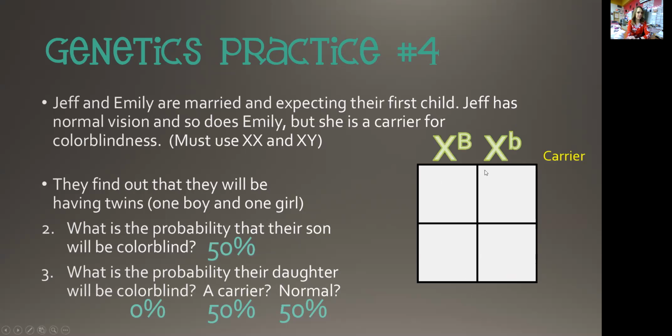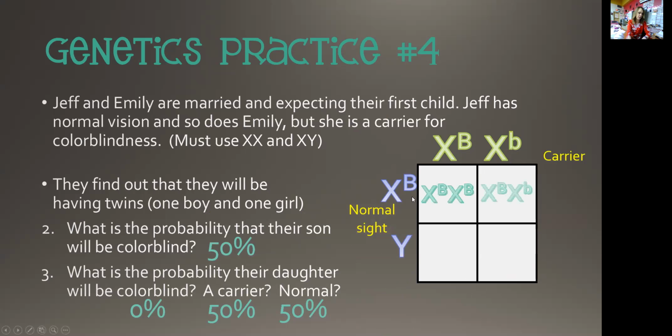So this is Emily's genotype. But Emily is a carrier, which means that the little b right here is the colorblindness gene. So that's recessive, and then she has the dominant gene that kind of cancels it out. So she's just a carrier, she doesn't exhibit it. Jeff has the dominant allele for it, but he doesn't have the recessive, so he does not exhibit it either.